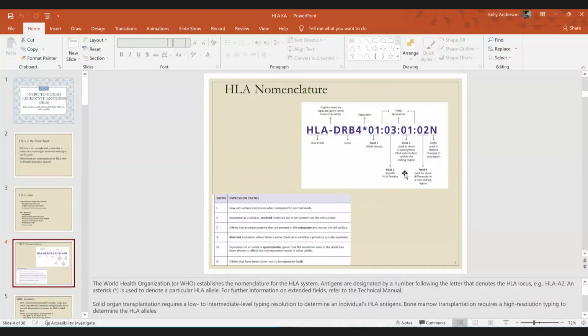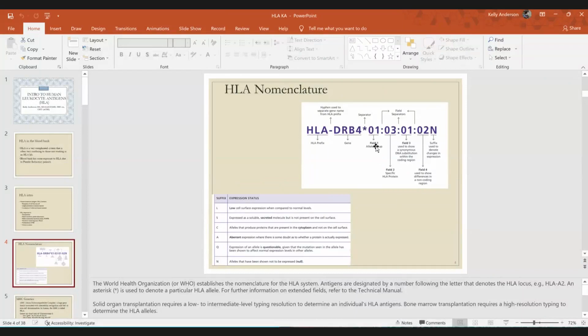A little bit confusing, but you have HLA and then you have the locus or the gene. So if you're looking at like DR beta or A, B, C, then you'll have the allele group, which will be the first two spaces, or sometimes it's written just with a 1 if there's a 0 in front.